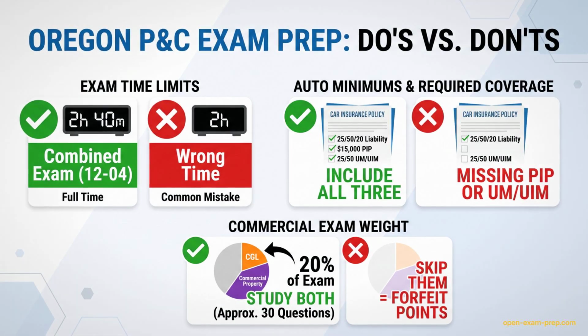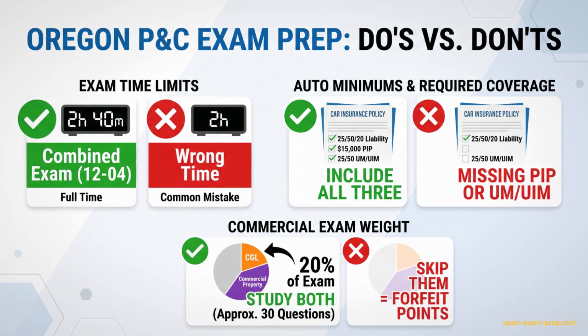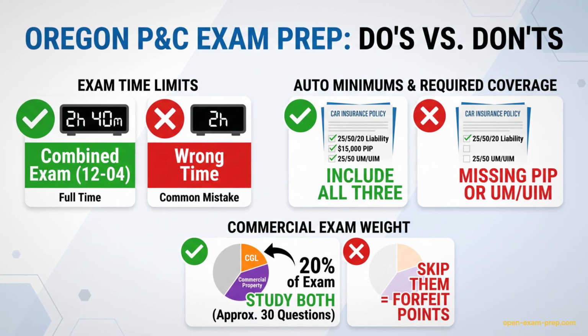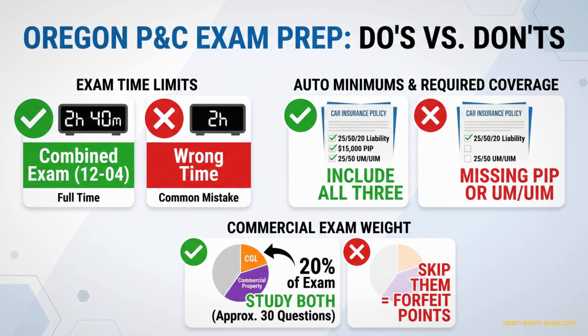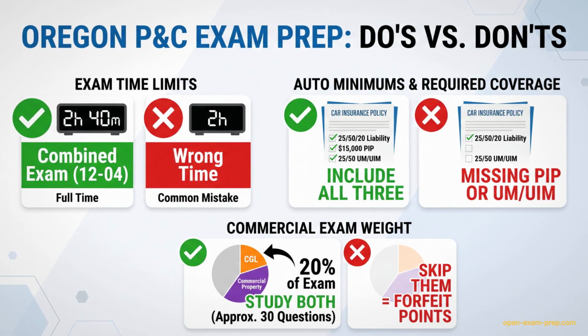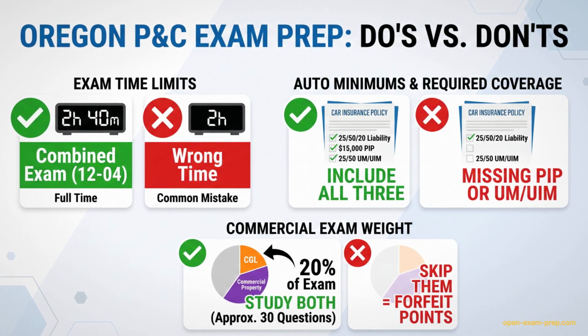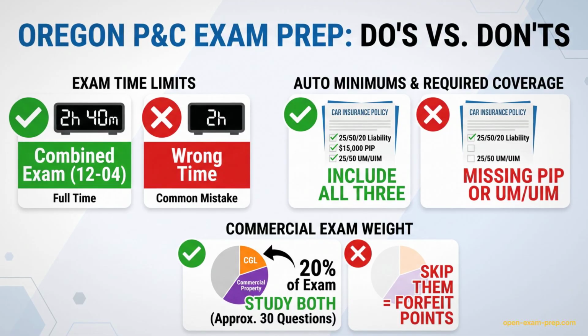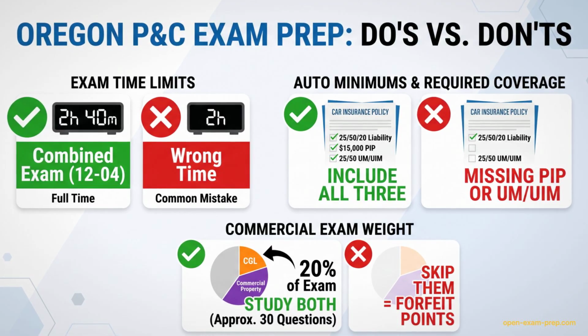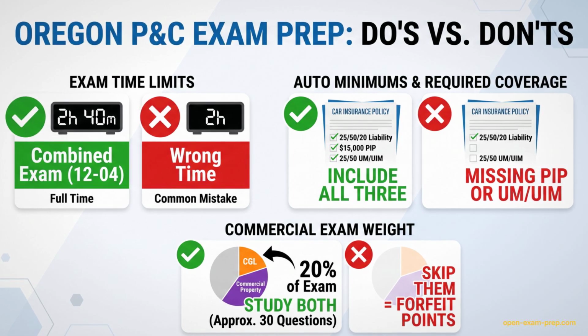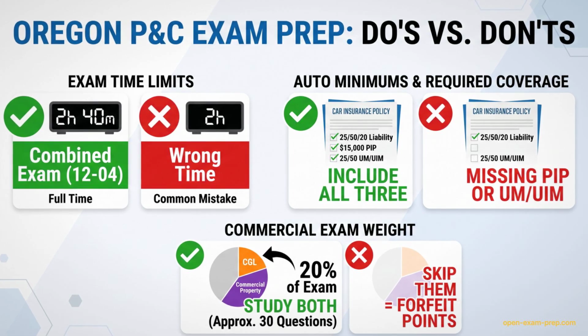Avoid common mistakes that can trip up candidates. First, don't confuse the 2-hour and 40-minute time limit for the combined P&C exam with the shorter 2-hour limits for single-line tests. Second, memorize all parts of the Oregon auto insurance requirements, not just the liability limits. Many candidates forget PIP or UM/UIM.